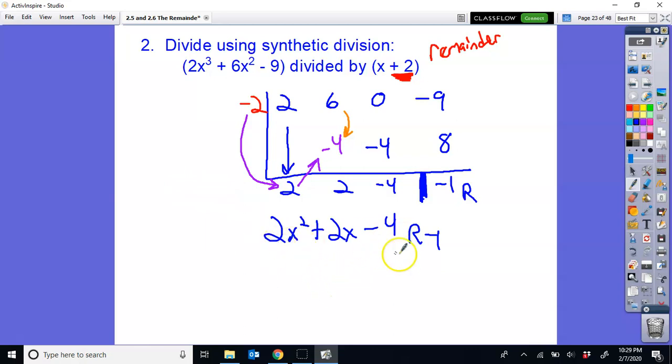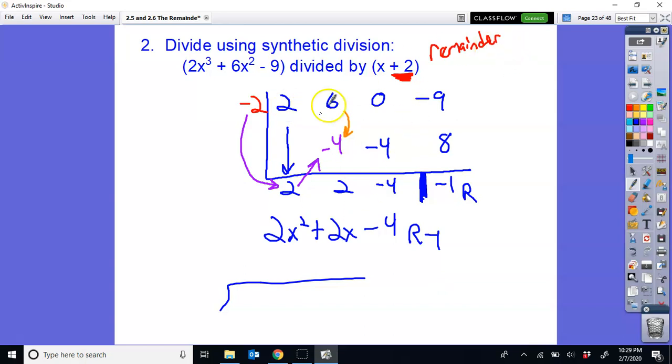So this would be my answer. If I divided using long division, this would be the thing that's on top of the house with my remainder negative 1 way down here at the bottom. Notice again, it's still a remainder, so that means this does not divide evenly. X plus 2 does not divide into 2x cubed plus 6x squared minus 9.